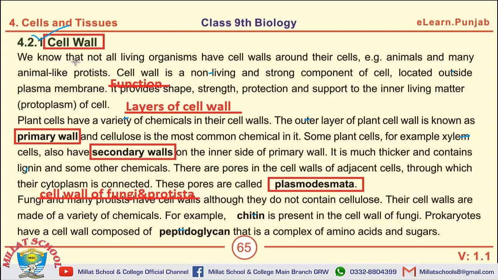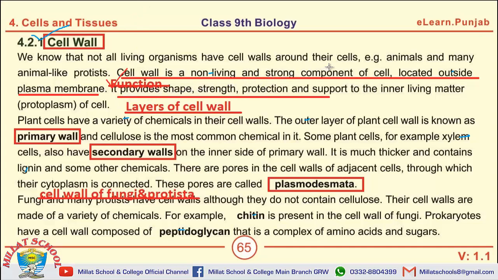The first one is, what is cell wall? Cell wall is a non-living component of the cell located outside plasma membrane. The next question may be asked with reference to the function of a cell wall. What is the function of a cell wall? Cell wall provides shape, strength, protection, and support to the inner living matter of the cell.